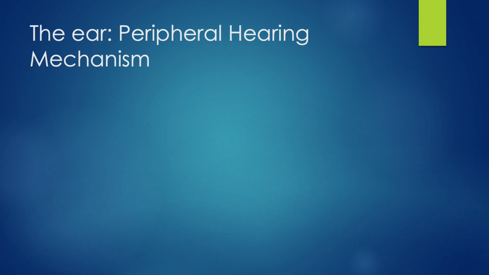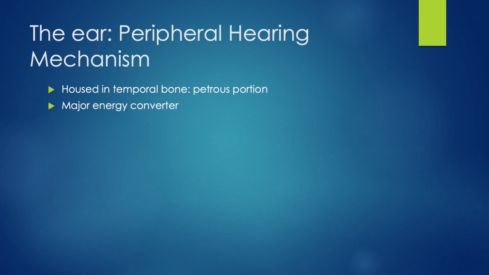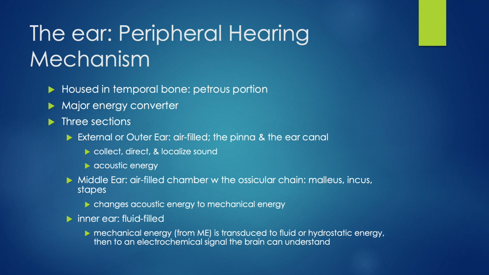The ear we'll cover just real quickly. It's housed in the temporal bone, in the petrous portion of the temporal bone. It's considered a major energy converter. We have three sections: the external or outer ear, middle ear, and the inner ear. And each of these sections have a different medium and a different function, right?